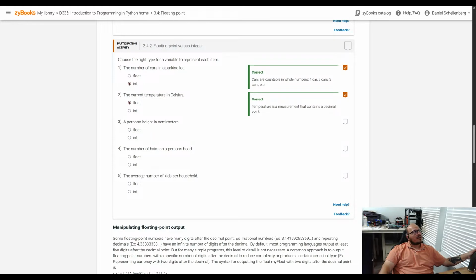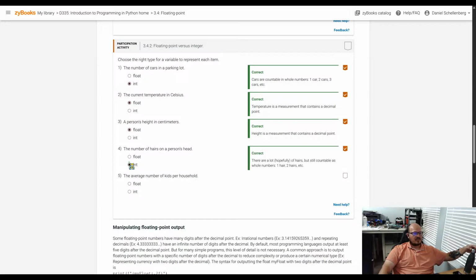Actually, is centimeters? No, I think it would be a float still. Yep, okay. The number of hairs on a person's head. That would be an integer because it's a single count. You're not going to have, like, 2.2, I wouldn't think. I don't know. The average number of kids per household, also an integer.